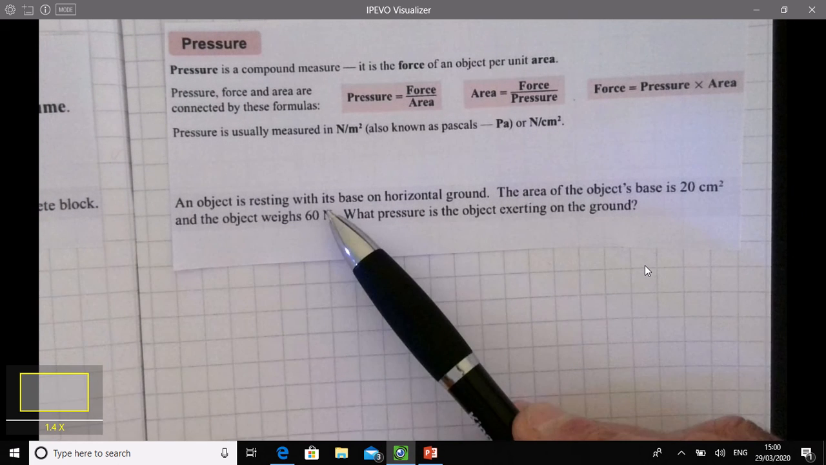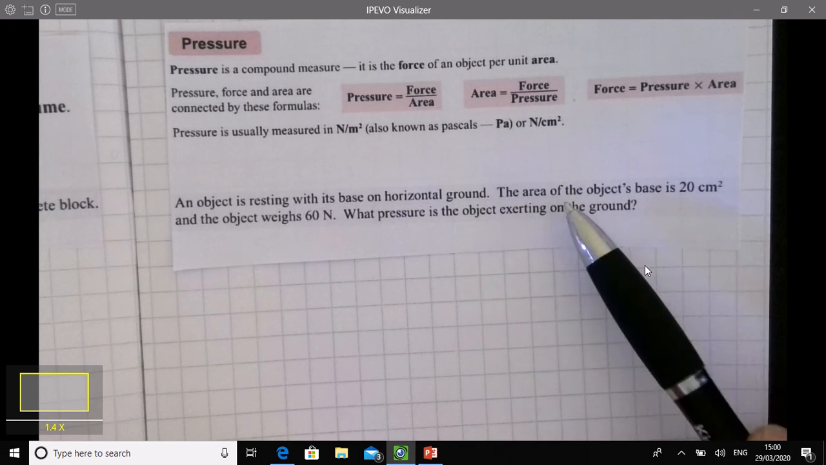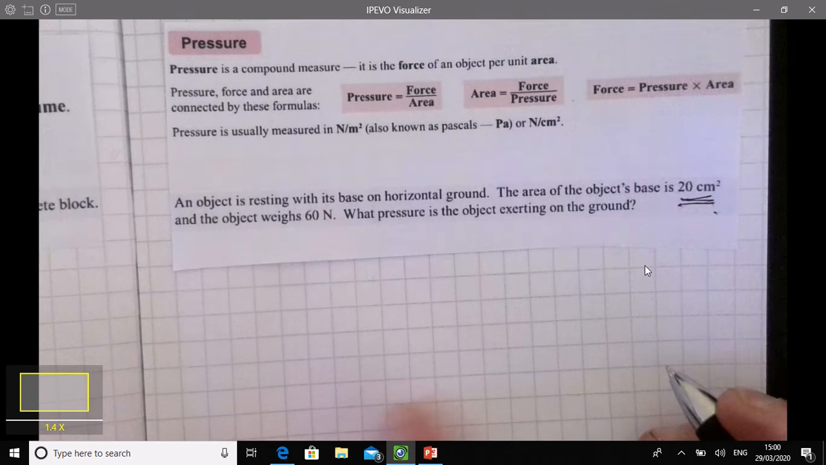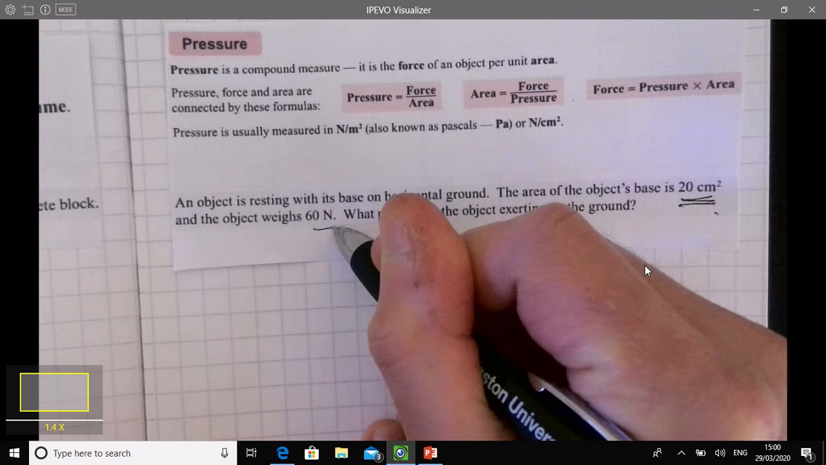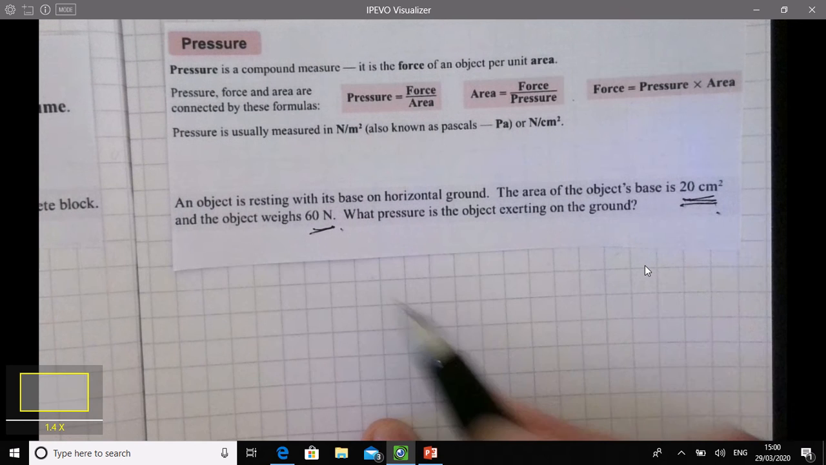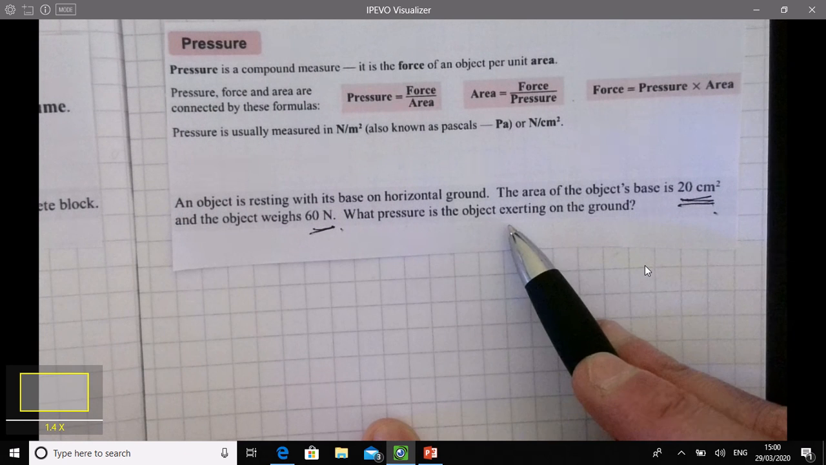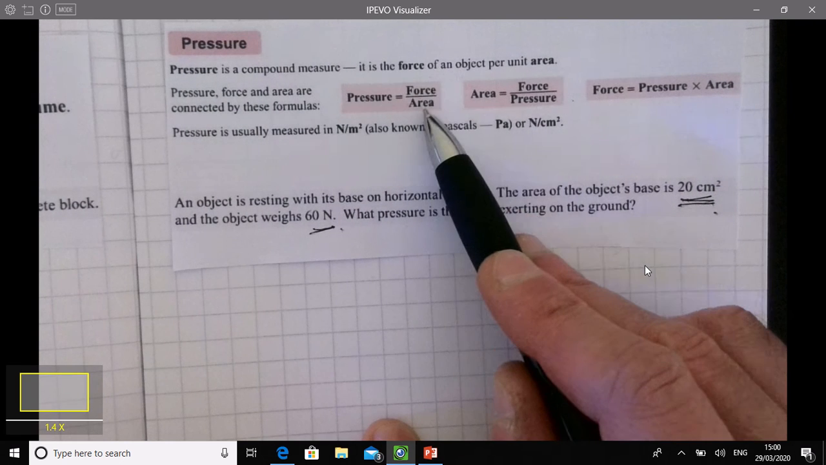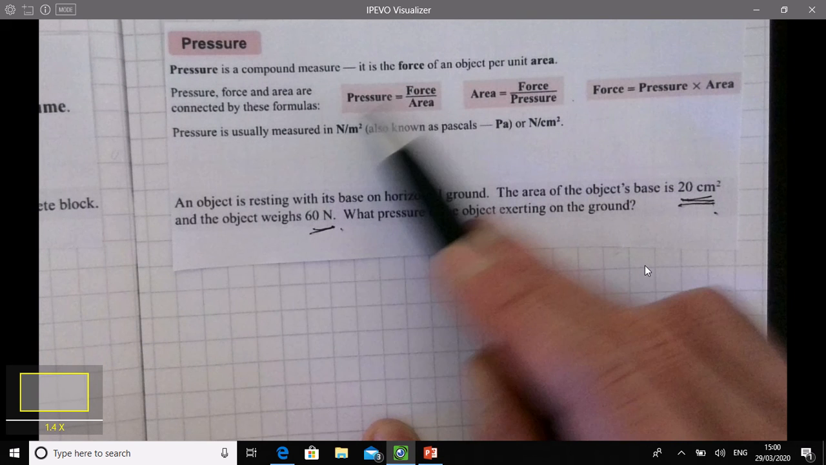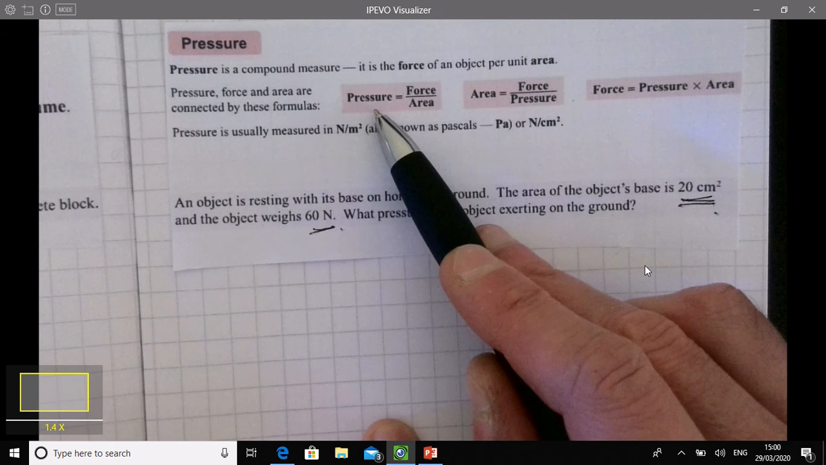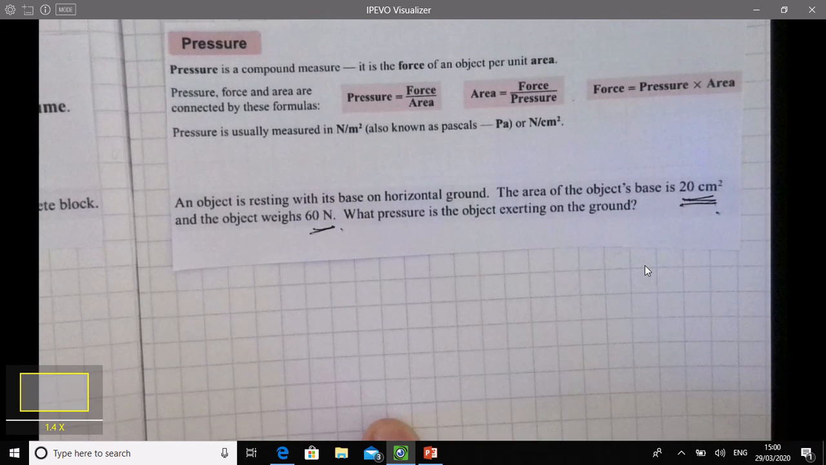So if an object is resting with its base on a horizontal ground, the area of the object's base, so we've got the area just there, and this is going to be the force. So what pressure is the object exerting on the ground? So remember, pressure equals force over area. Right? So remember, we've talked about this. Hopefully you've seen a little clip before, just explaining pressure, explaining density.